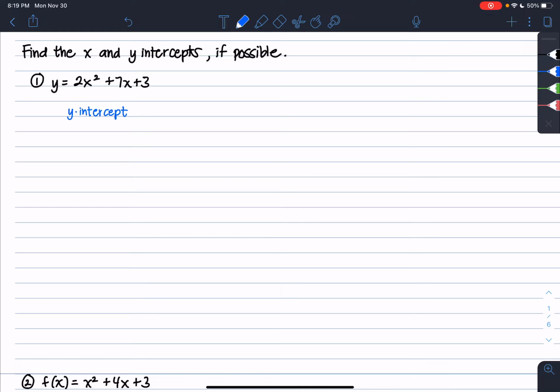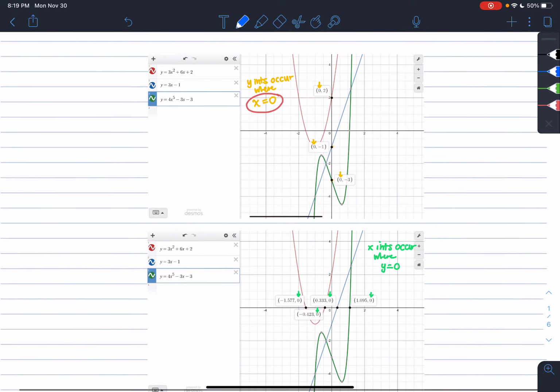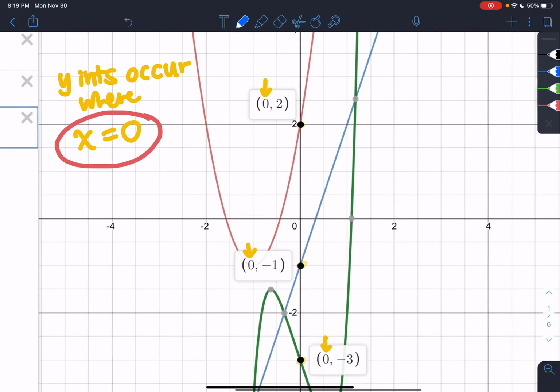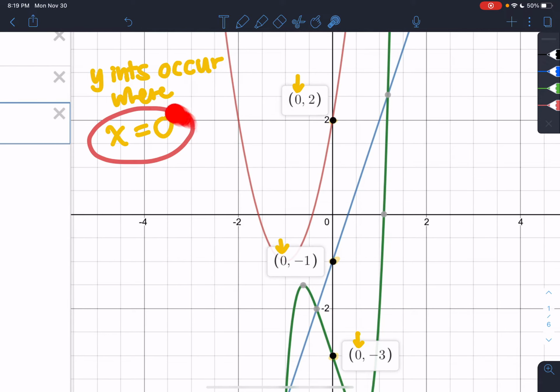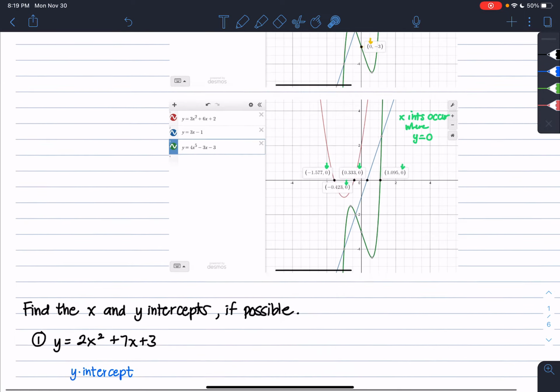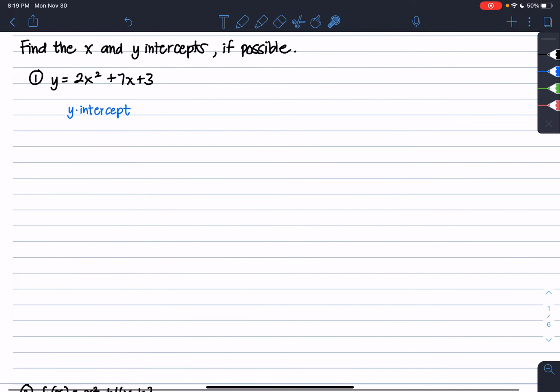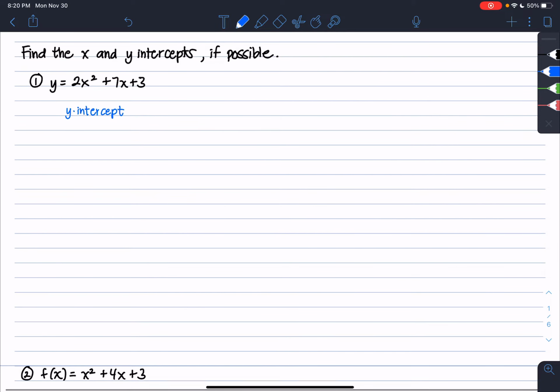Technically, y-intercepts tend to be a little bit easier because all we have to do is use this fact that they occur when x is equal to 0. So whenever we find a y-intercept, all we got to do is plug in 0 for x. So what does this one look like?